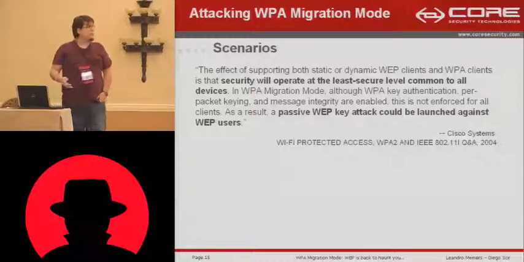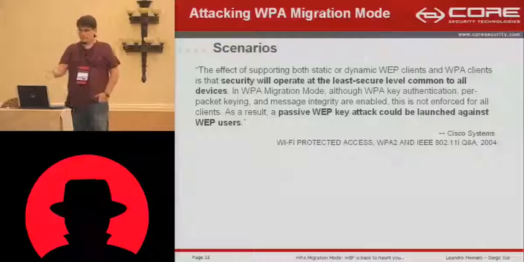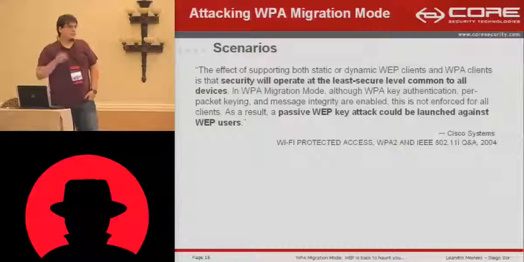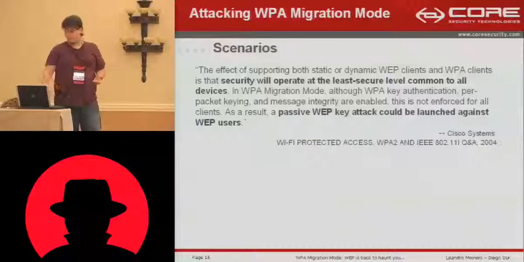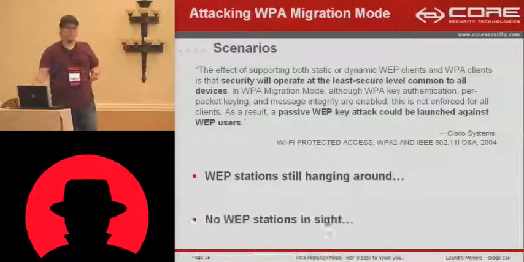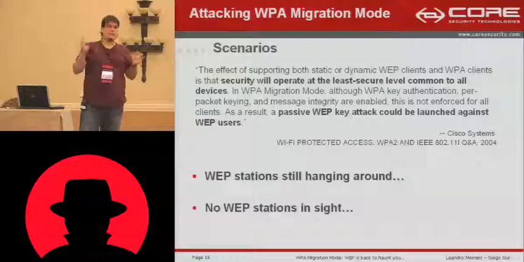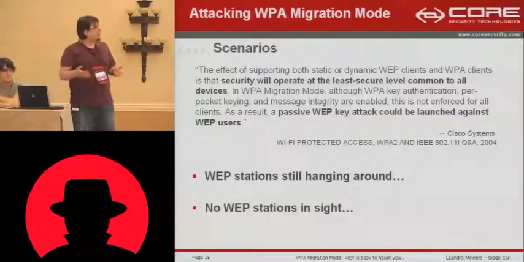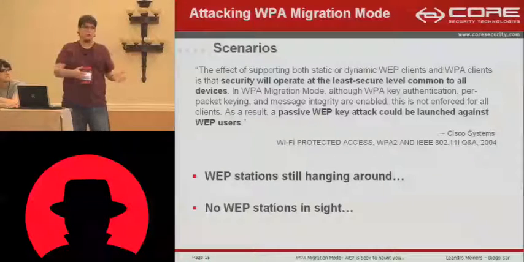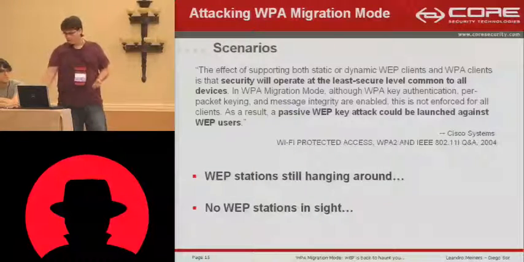What we found is that Cisco says the security will operate at the least secure level common to all devices. This splits the scenarios into two possibilities: when you have WEP stations and when you don't have WEP stations, which are the two cases under which we're going to attack the AP, because they say it's only as secure as the least secure device. So if we don't have WEP devices, this should be as secure as WPA. And we found that it doesn't matter if there are WEP devices or not, this is only as secure as WEP. So it's completely unnecessary.